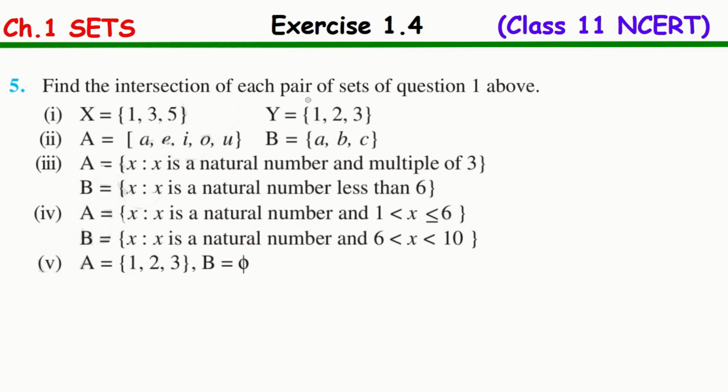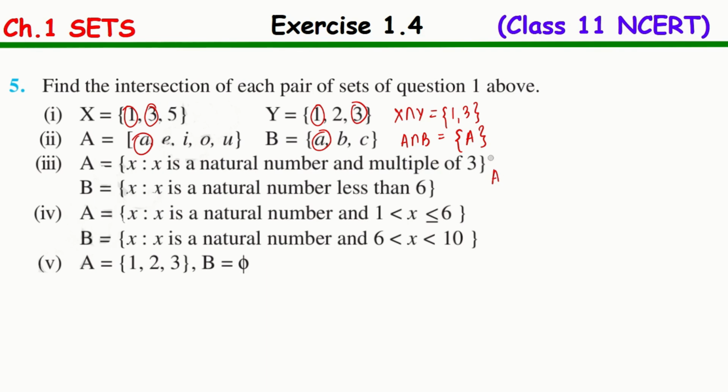Now we need to find the intersection X intersection Y. We have to find the common elements. So the common elements are only 1 and 3, which are present in both X and Y. So intersection will be 1 and 3. For the intersection of A and B, the common elements are only A. So A intersection B will be A.